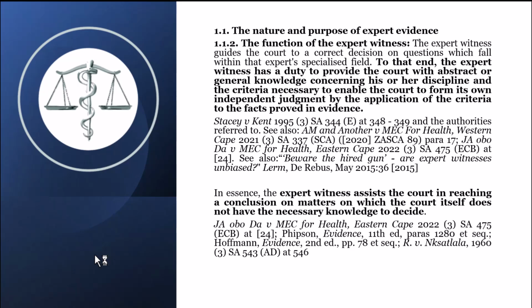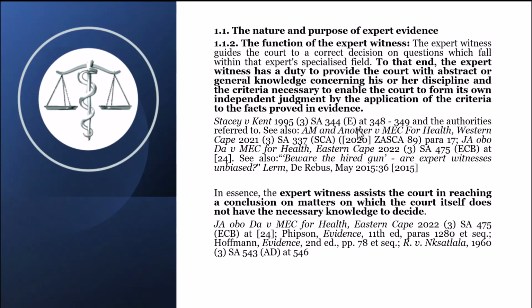And we will have a look now at some general principles that apply to the expert's specialized field. To that end, the expert witness has a duty to provide the court with abstract or general knowledge concerning his or her discipline, and the criteria necessary to enable the court to form its own independent judgment by the application of the criteria to the facts proved in evidence.